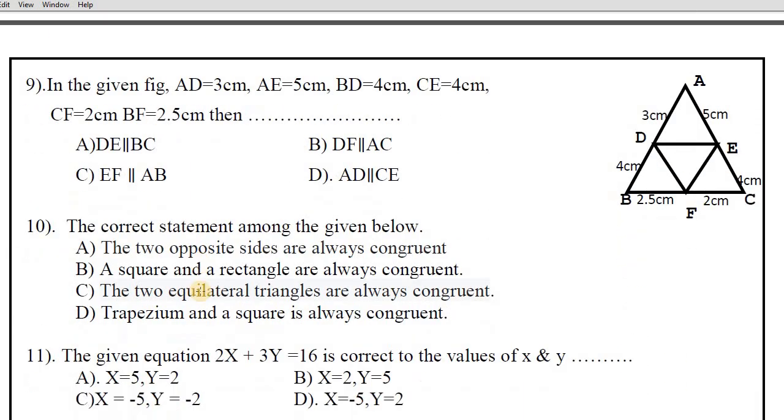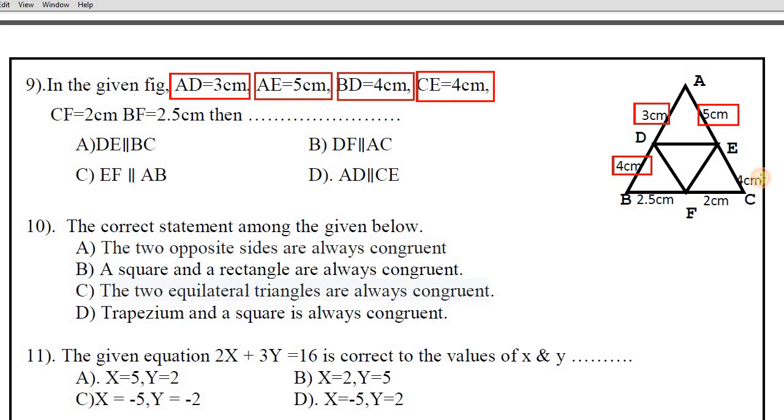Let's take another one. In the given figure, AD equals 3 centimeter. So AD means this, so this is 3 centimeter, children. And AE equals 5 centimeter. So AE is 5 centimeter here. And BD is 4 centimeter, children. So BD is here 4 centimeter. And CE is 4 centimeter. So CE we can find here. CF is 2 centimeter. Where is the CF? So CF is here 2 centimeter. And BF is also given, that is 2.5 centimeter. So BF is here 2.5 centimeter.